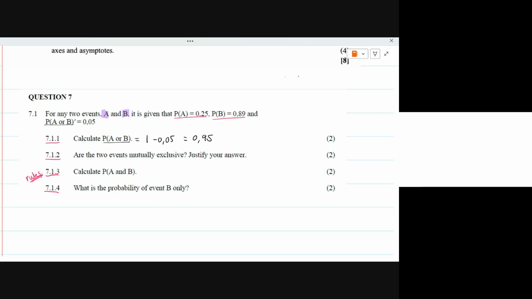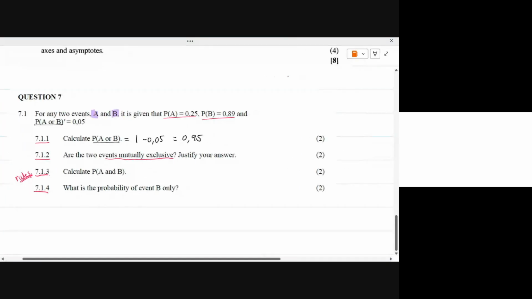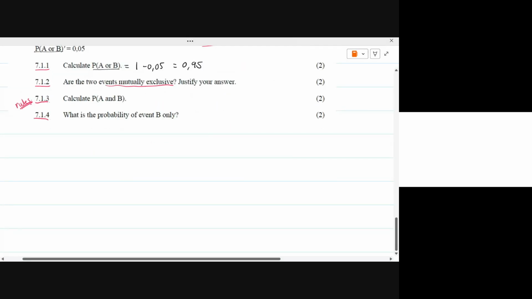Okay. I think I've already given 7.1.2 away. Okay, it says here, are the two events mutually exclusive? Tell me, guys, yes or no? Okay, I will explain in just a second. I think I should explain, Kanyo, and not just run off.